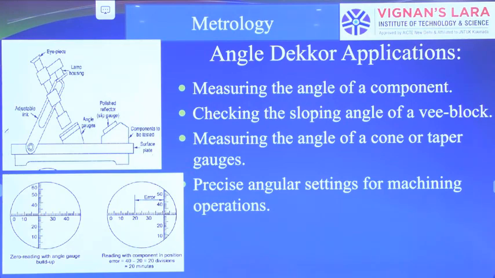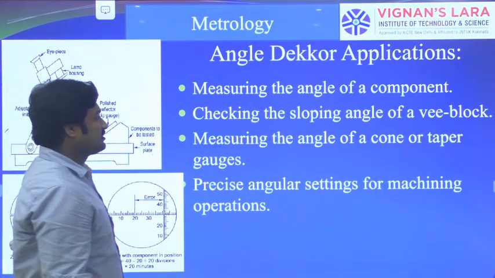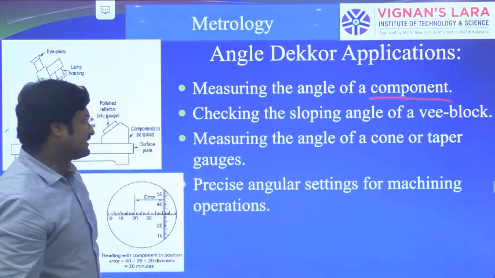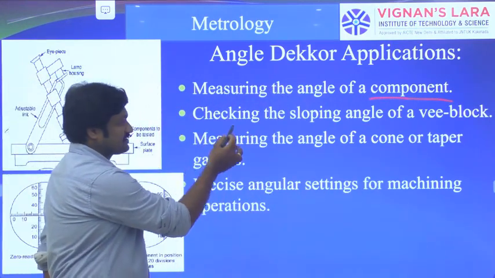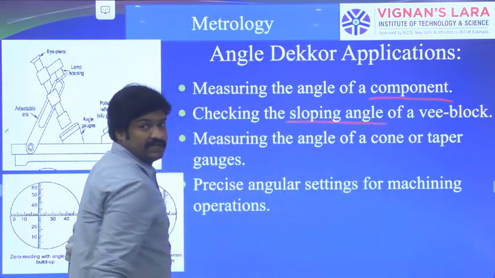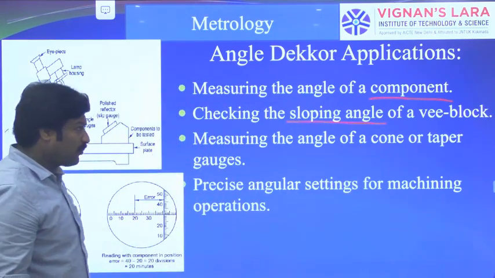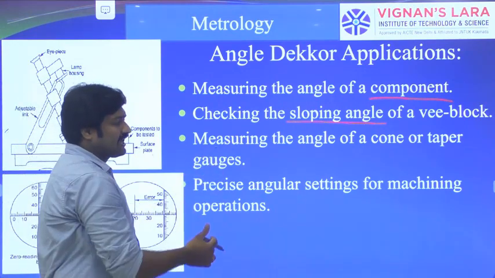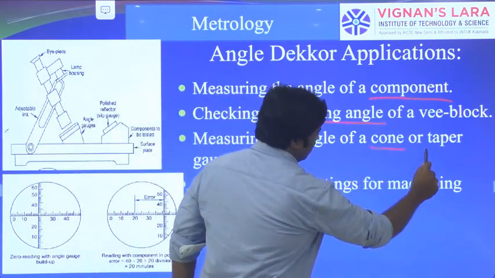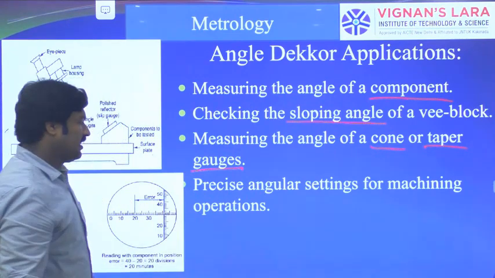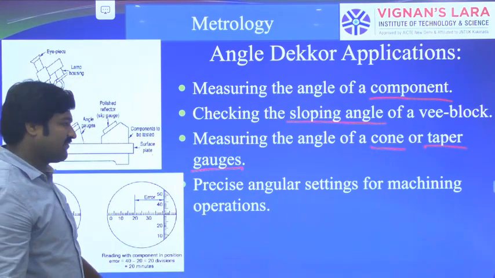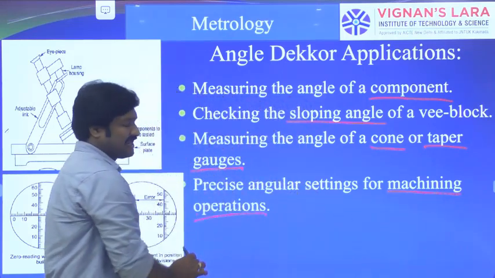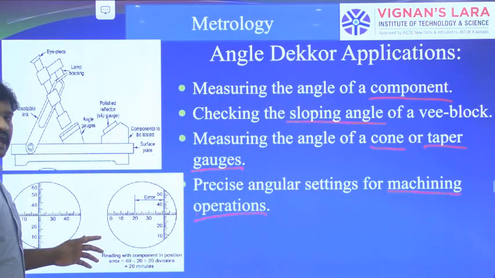So, angle decker applications. Angle deckers are used for measuring the angle of a component. Next, they are used for checking the sloping angle of a V block. Next, measuring the angle of a cone or taper gauges. Next, precise angle setting for machining operations. If we want to do any machining operations, those angles can be set by means of these angle deckers.